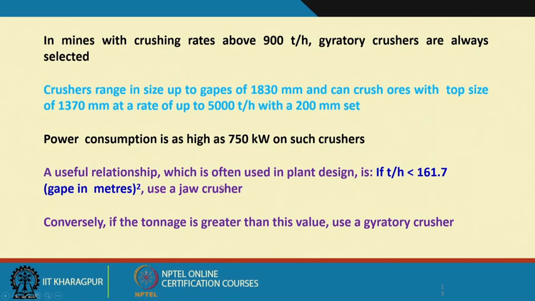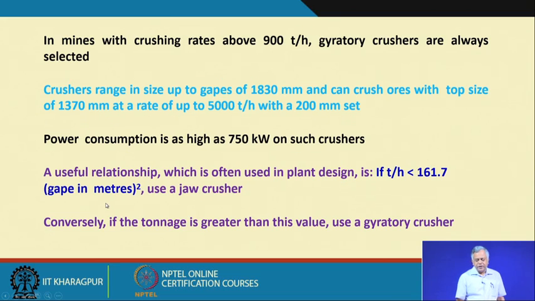Now, a useful relationship often used in plant design is this: if the tons per hour, that is the capacity of your crusher, is less than 161.7 times gape squared, where gape is in meters, then use a jaw crusher. That means, suppose gape is 1 meter, so 1 squared. If it is less than 161.7 tons per hour, use a jaw crusher, otherwise use a gyratory crusher.